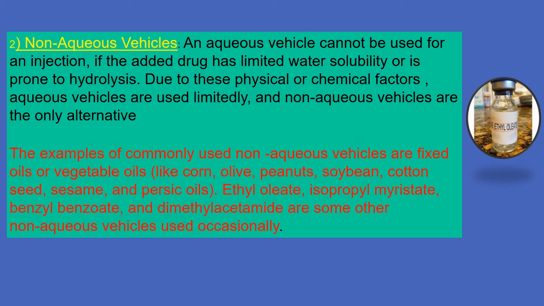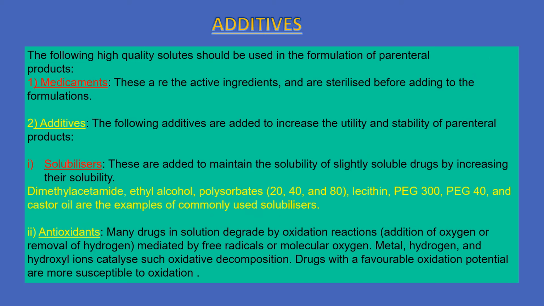Non-aqueous vehicle. An aqueous vehicle cannot be used for an injection if the added drug has limited water solubility or is prone to hydrolysis. Due to these physical or chemical factors, aqueous vehicles are used in a limited way and non-aqueous vehicles are the only alternative. The examples of non-aqueous vehicles are fixed or vegetable oils like corn, olive, peanut, soybean, etc., ethyl oleate, isopropyl myristate, benzyl benzoate, etc.